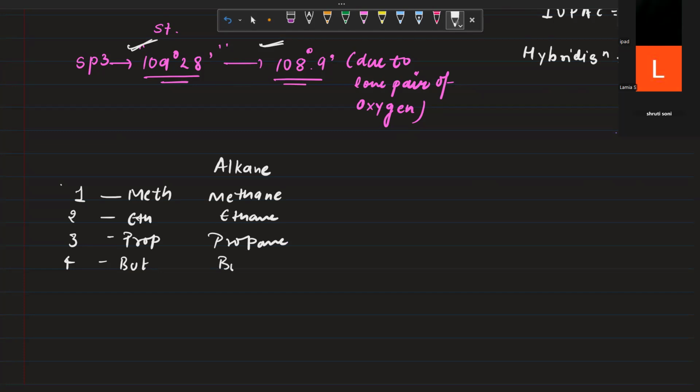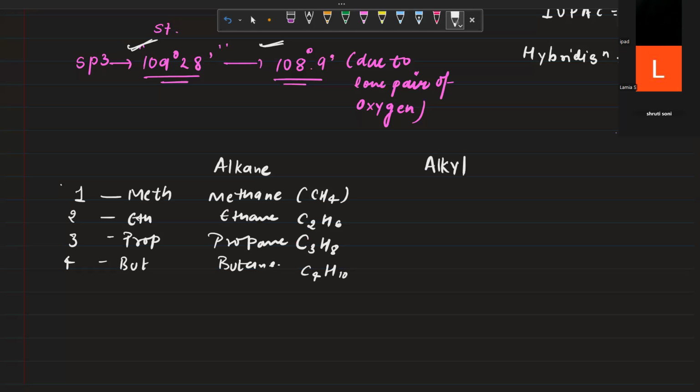And butane. What is the structure of methane? What is the formula of methane? CH4. Ethane is C2H6, and this is C3H8, and this is C4H10. This is the formula of alkane. Then what is alkyl?